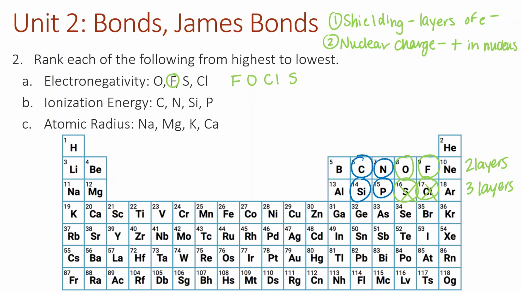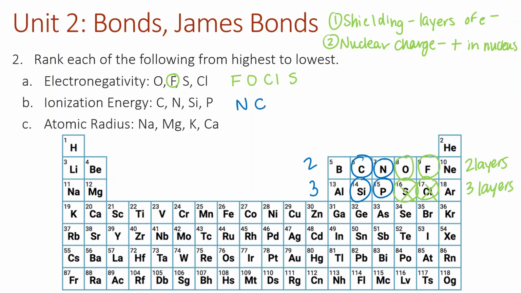So we've got some of them that have 2 layers and some that have 3. So it's going to be easier to take an electron away that's in the 3rd energy level than in the 2nd, because the 3rd energy level is farther away from the nucleus. So we know that the highest ionization energy is going to be either carbon or nitrogen, and it's going to be nitrogen first because its nucleus is +7, then carbon, which has a +6 nucleus.